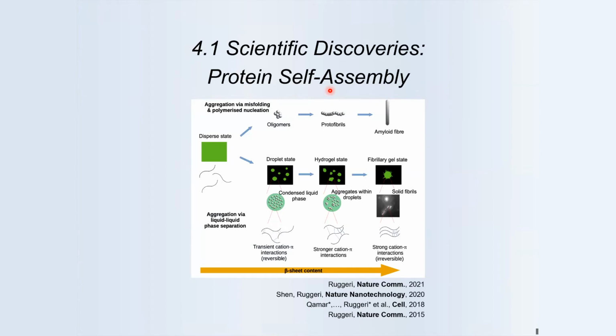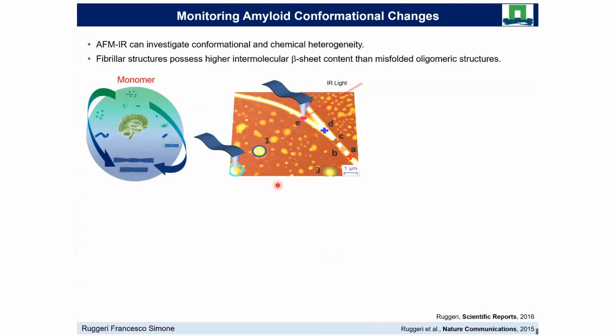So what we know is that proteins, as I showed you before, can go from a dispersed phase to an oligomeric, protofibrillar, and fibrillar state. And this is what we called amyloids before. What we also know is that proteins can also undergo another state, which is called liquid-liquid phase separation, where proteins form droplets that in the cells are used to compartmentalize biomolecules. What we wanted to do was use nano-IR and infrared nanospectroscopy to characterize this process in high detail.